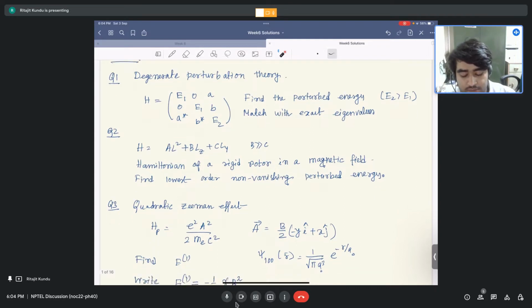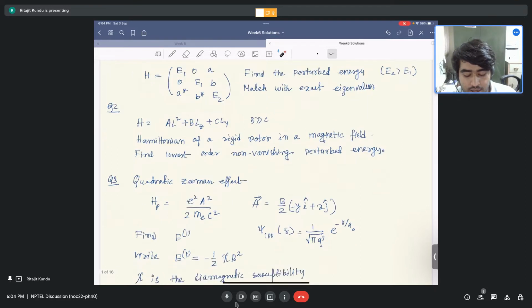Then we have another Hamiltonian with a perturbation CLY. This is the Hamiltonian of a rigid rotor in a magnetic field, where this C is something like the magnetic field. Here we want to find the lowest order non-vanishing perturbed energy.